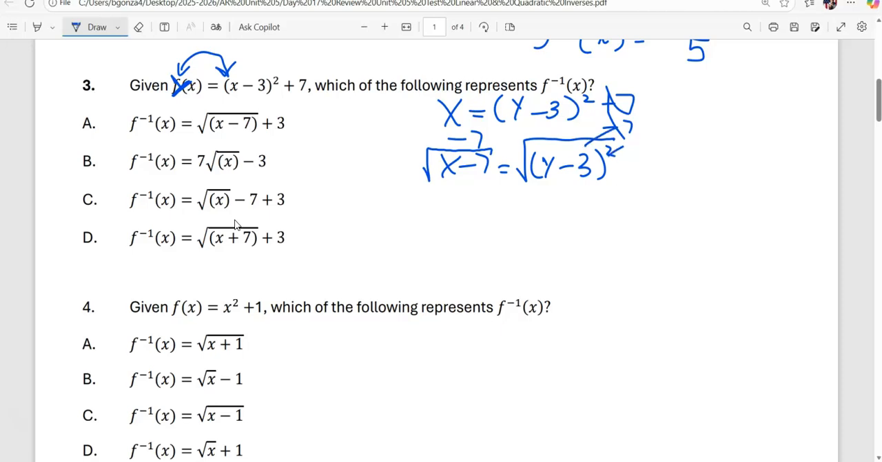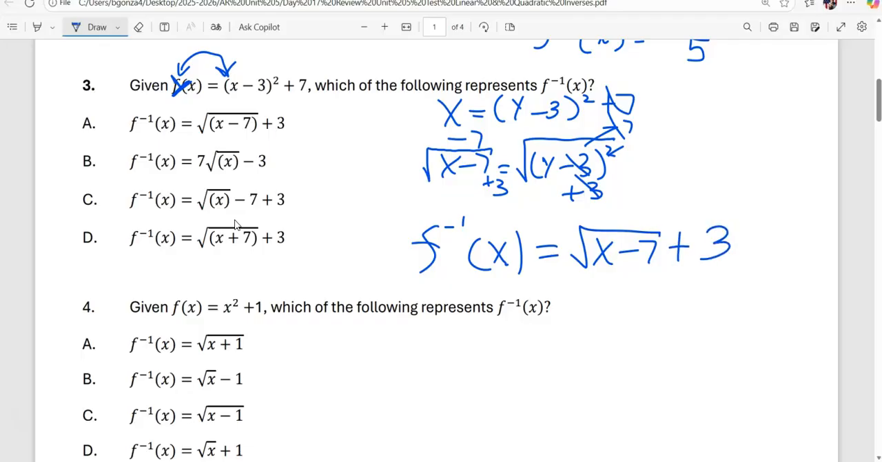Now I have this minus 3 to get rid of. And how do I get rid of minus 3? Plus 3. After this square root sign, there's going to be a plus 3. Do not add it to the minus 7 because it is after the square root. So f inverse of x equals the square root of x minus 7. Then it ends, and then there's a plus 3. So it is not C, it is A. x minus 7 is underneath, plus 3 is after.